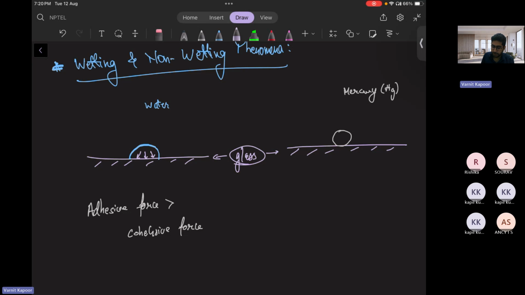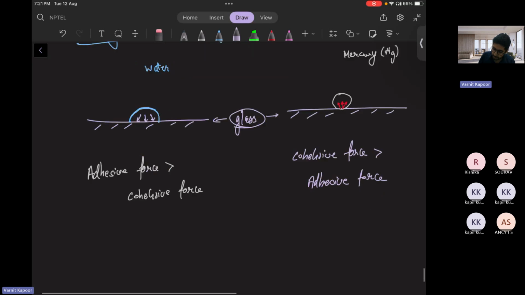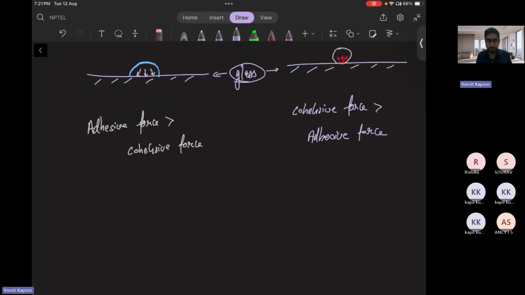So here adhesive forces are sticking more compared to the inner cohesive forces, whereas in this scenario, the cohesion forces are greater. The mercury molecules are more strongly bound compared to the solid surface. So here, cohesive forces are greater than adhesive forces. So this kind of surface, on the left-hand side, is called a wetting surface.